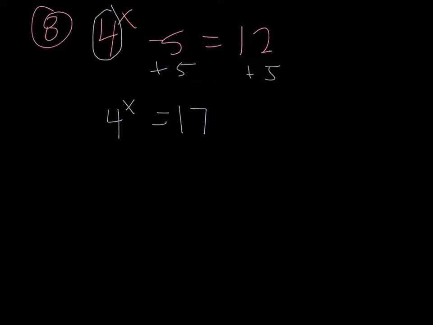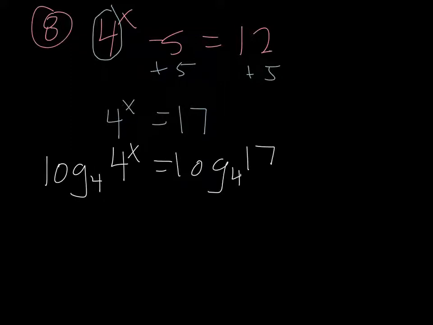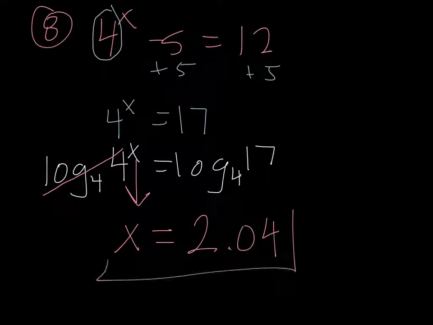So I have to think, what's my base? My base here is 4. So I do log base 4 on this side of my equation. That means I have to do log base 4 on the other side. These two bases cancel each other out, leaving me with just my x. And if I put log base 4 of 17 into my calculator, I get 2.04, and that would be my answer. So again, what is my base?